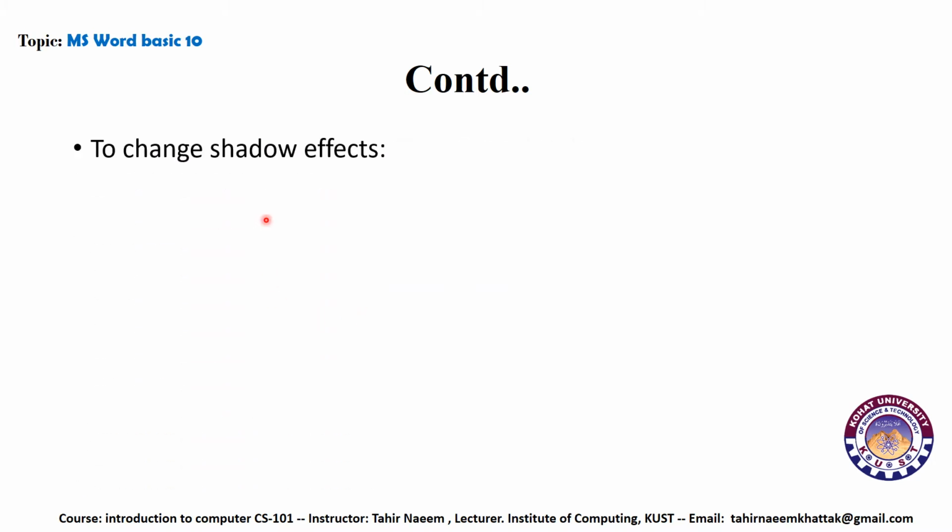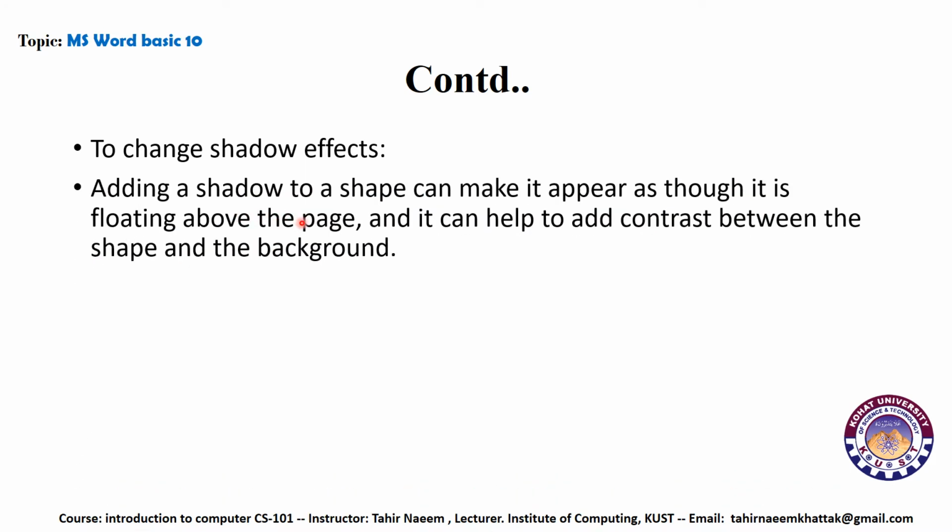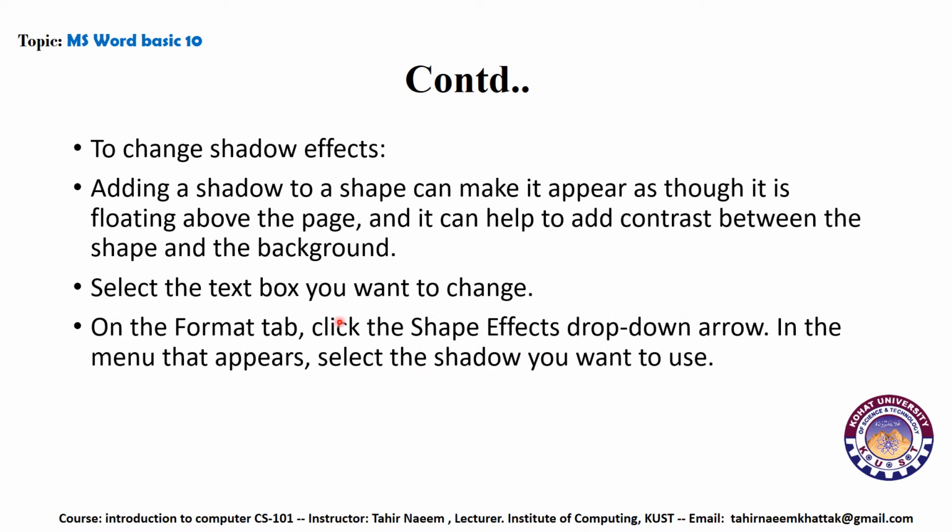To change shadow effects, adding a shadow to a shape can make it appear as though it is floating above the page, and it can help to add contrast between the shape and background. Select the text box you want to change. On the format tab, click the shape effects drop down arrow. In the menu that appears, select the shadow.